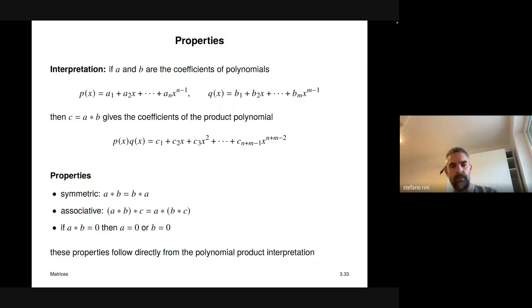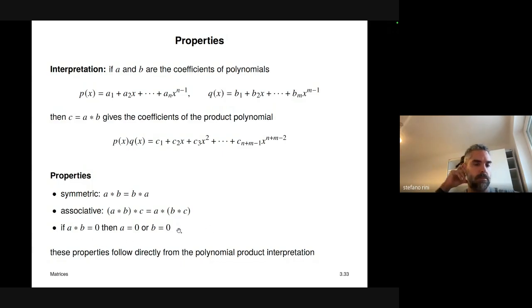Very good. What are the properties of the convolution? It's symmetric: A convolve B is equal to B convolve A. It's associative, because (A convolve B) convolve C is equal to A convolve (B convolve C). And again, the only zero element of the convolution is the all-zero vector.